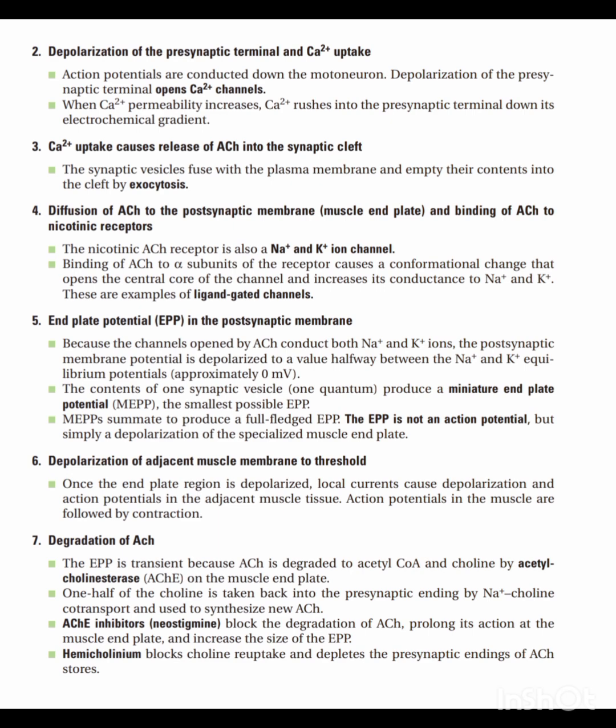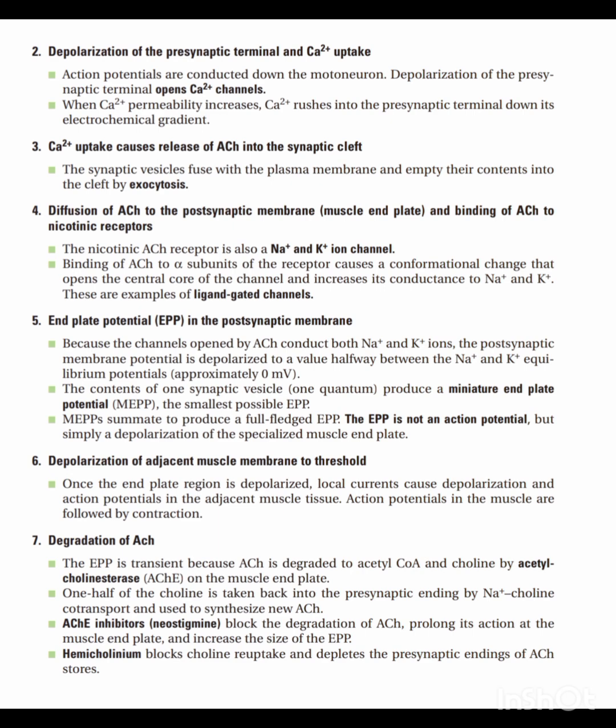to sodium and potassium. And recall that we talked about the two types of channels, the voltage gated channels and the ligand gated channels. So, this nicotinic receptor for acetylcholine at the motor end plate is an example of a ligand gated channel. Okay, and the next step is the generation of end plate potential in the postsynaptic membrane.